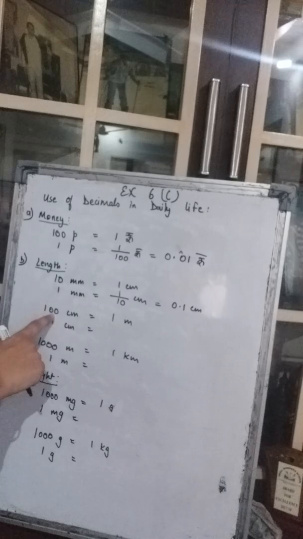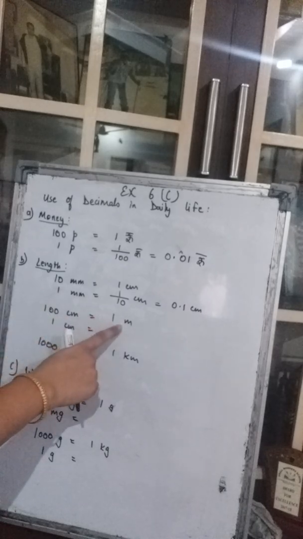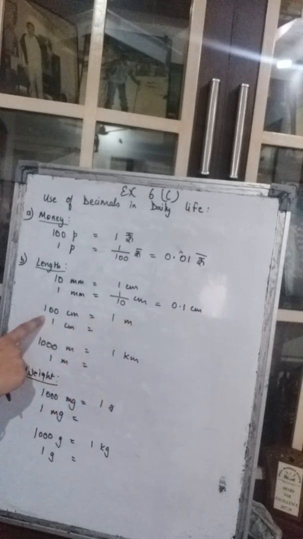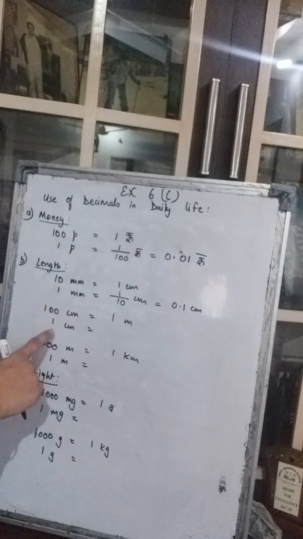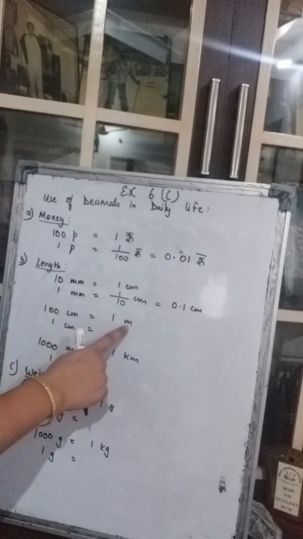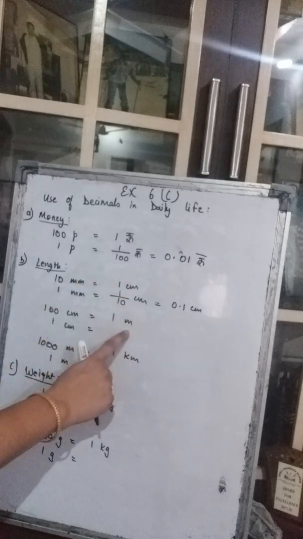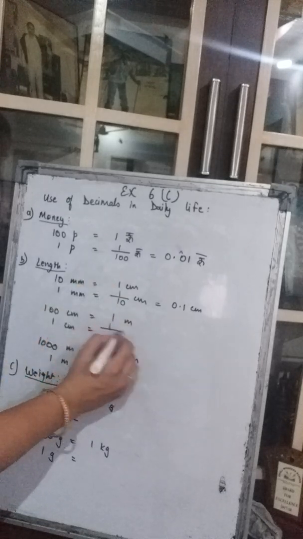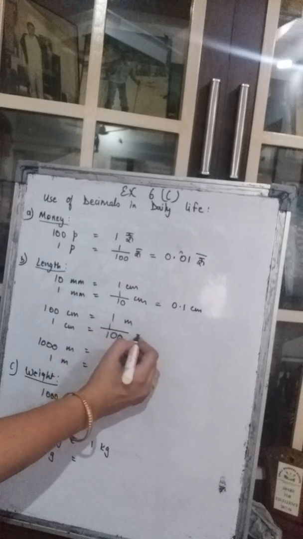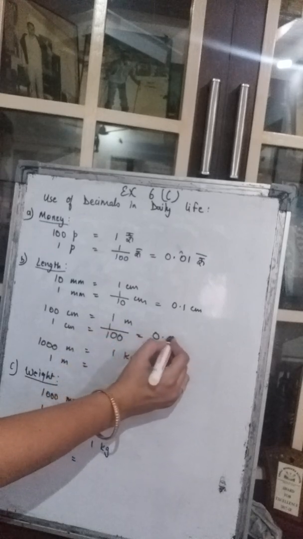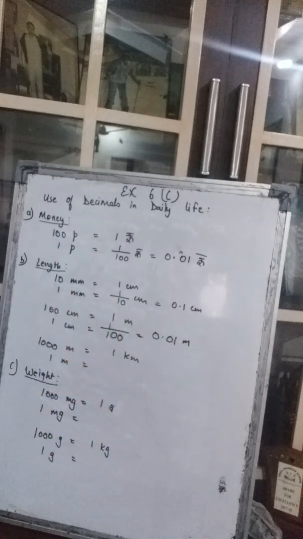Now let's come to the second part. Here it is 100 centimeter make 1 meter, or in 1 meter there are 100 centimeter. You know that very well. So in 1 centimeter, how many meters will be there? It is a smaller unit. We have to convert this into the bigger unit. So we will divide, 1 upon 100. So that can be written as 0.01 meter.